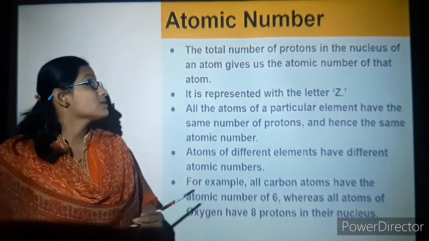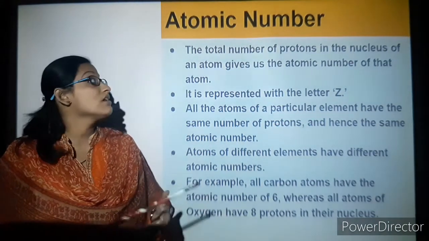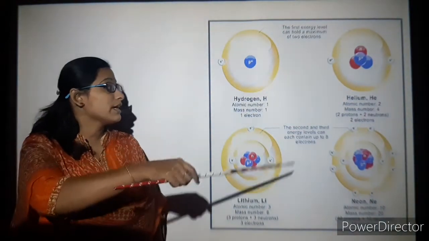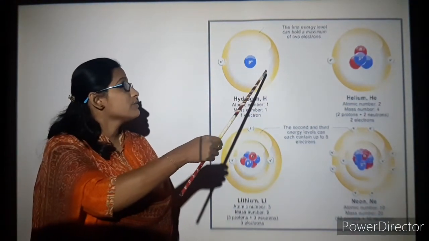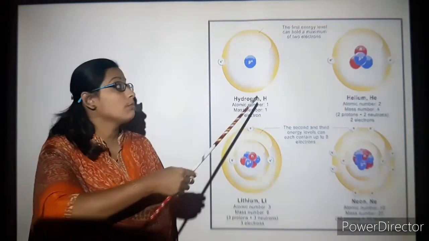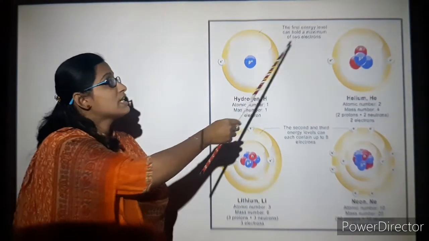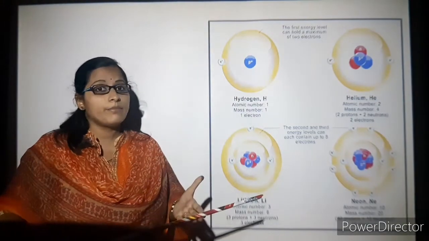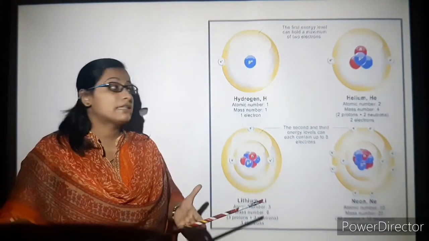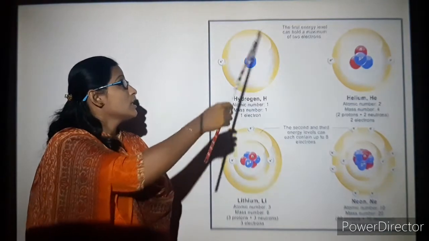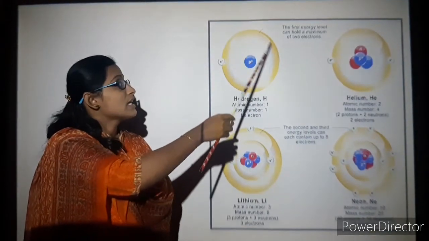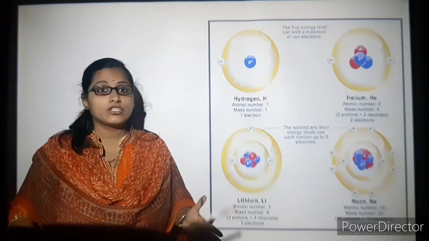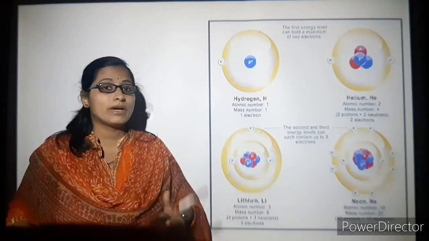So let's see the next one. What is a mass number? Before that, you can see the diagram here which gives the atomic number. As I told, the nucleus and the K, L, M and N shells of an atom. The first shell, or the first energy level, can hold a maximum of 2 electrons.